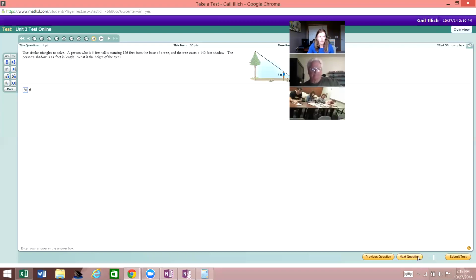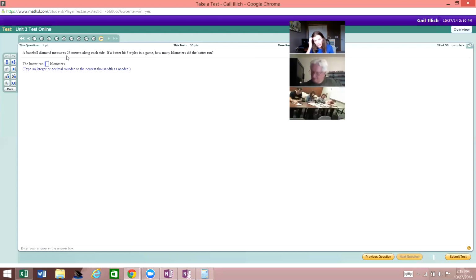Next question, which I think is the last question. All right, a baseball diamond measures 25 meters along each side. If a batter hits 3 triples in a game, how many kilometers did the batter run? What's a triple? 3 bases, first, second, third. So a triple means he'd run 75 meters for each triple, so it'd be 3 times 75 meters.